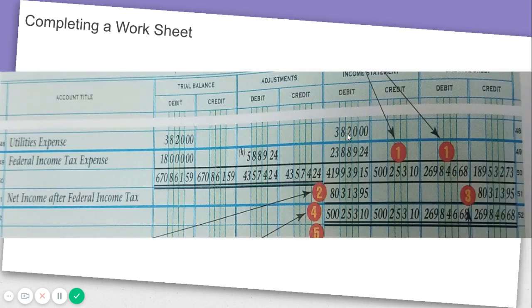So once we've extended everything, we find our totals for income statement and balance sheet. You notice that they do not match. The difference between these, credit and debit, we would add to our lower number, the debit one in this case, to bring down our balances that will match. Do the same over here, and then you will notice that our net income after federal income tax is the same.